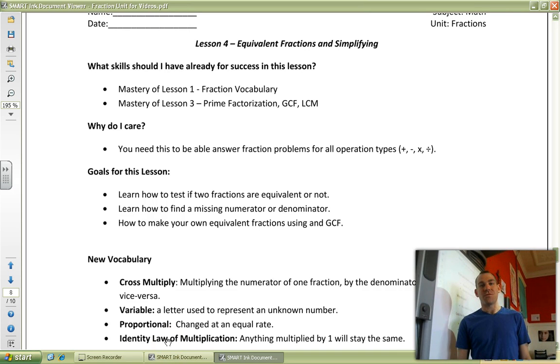Welcome back everybody for lesson 4 of our fractions unit. Today we're going to be looking at equivalent fractions and simplifying.